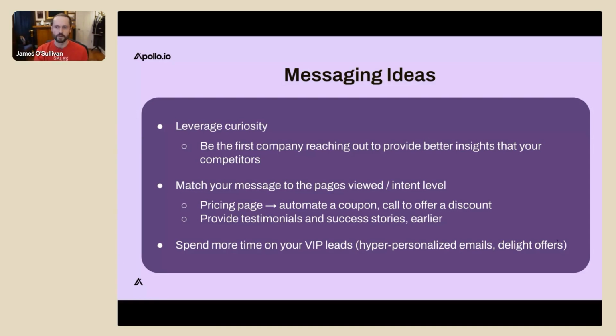You can also match the pages viewed and the intent level to your messaging or the frequency of reaching out. So for example, if people are going to the pricing page, or they go to the pricing page multiple times, maybe you automate a coupon going out, or you call to offer a discount or talk about a promotion. Depending on what you're selling here, maybe a coupon doesn't make sense if you're selling 12 months of software, but you get the idea. You can match the messaging to the pages they're going to. You get some understanding of what they're thinking about, talking about.